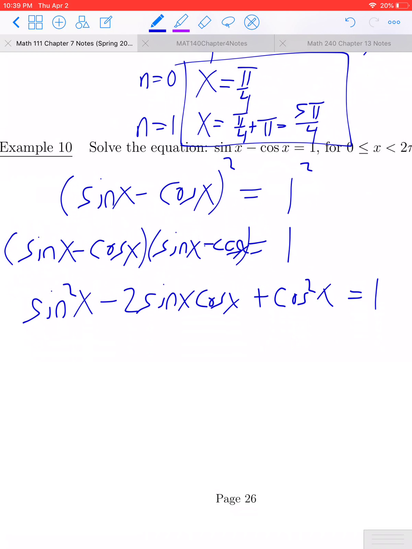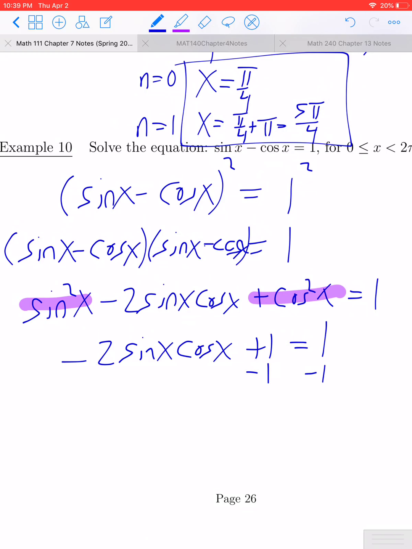We look at it and say, well, how has that made things any easier? And it kind of has, because if you look at these two terms right here, we have a positive sine squared and a positive cosine squared, and we know from our Pythagorean identity that those two things equal 1. So we have negative 2 sine of x cosine of x plus 1 equals 1.